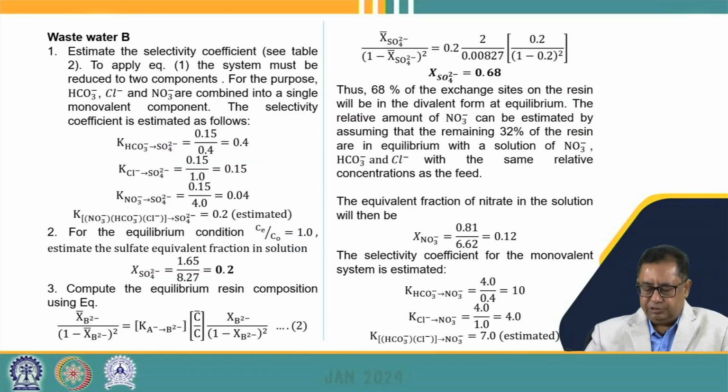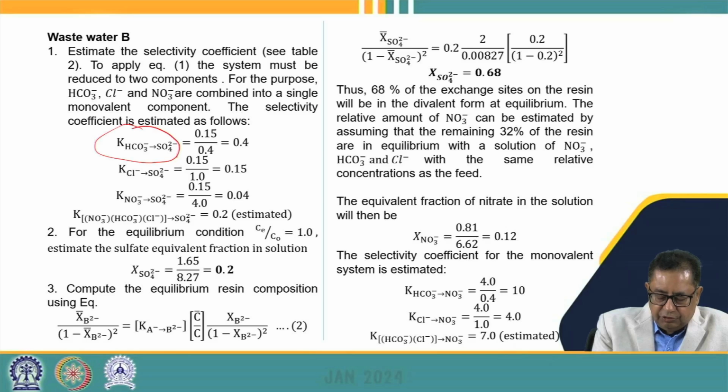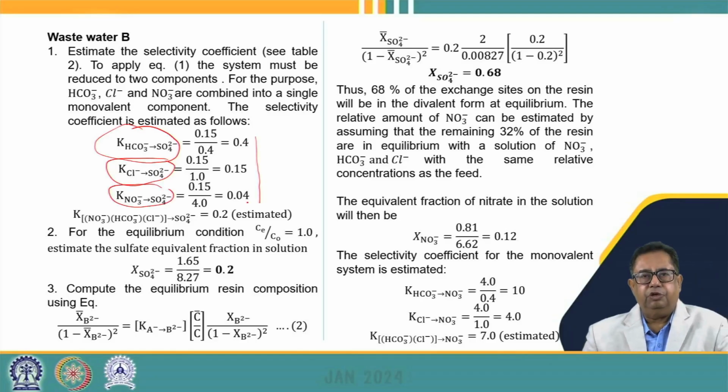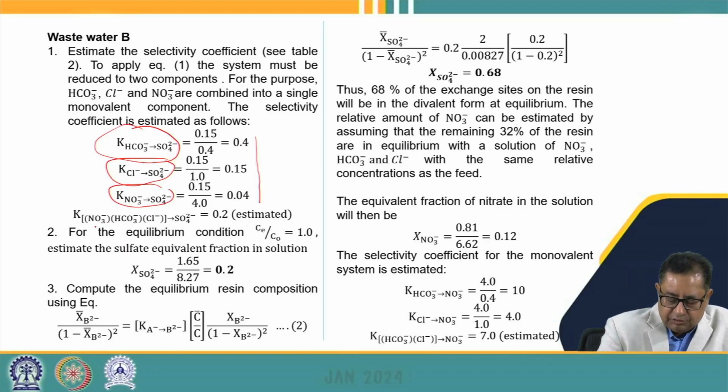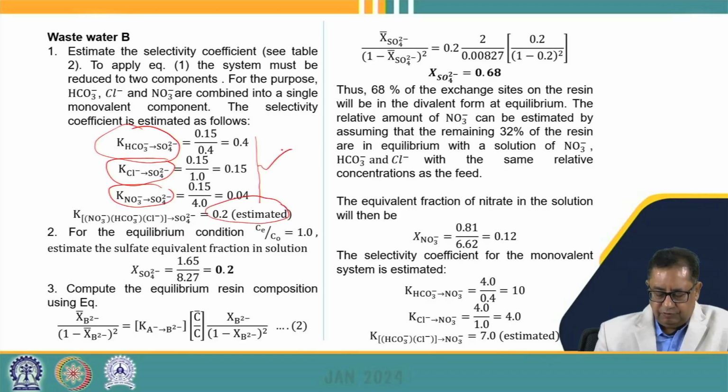So now the next case is when the wastewater has sulfates, chlorides, and nitrates. First of all, the sulfates can also replace bicarbonates, chlorides and nitrate. So we have to calculate first what the percentage fraction of sulfate present on the ion exchange resin is. We can calculate in a similar way the selectivity coefficients of sulfate replacing bicarbonate, sulfate replacing chloride, and sulfate replacing nitrate. These are the values of the selectivity coefficient for all these three cases. So this can be estimated as the average of these three values.